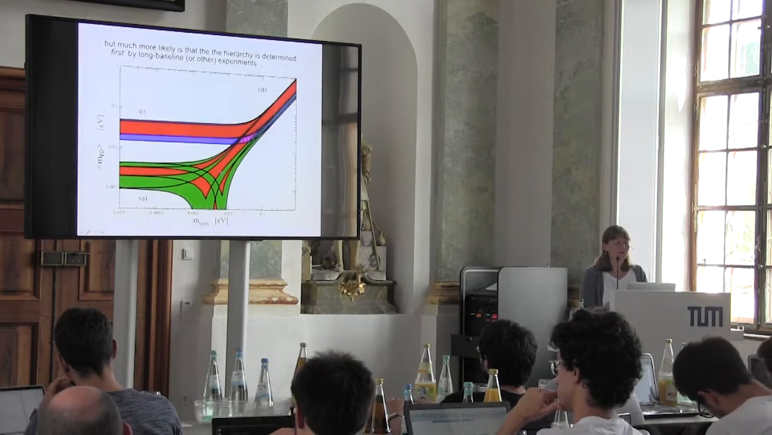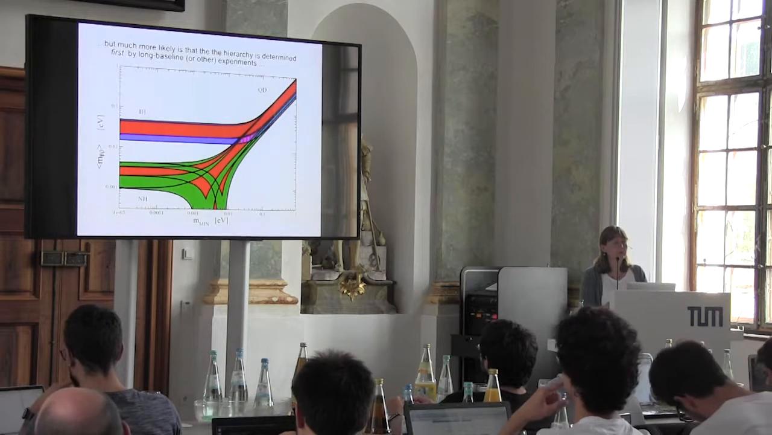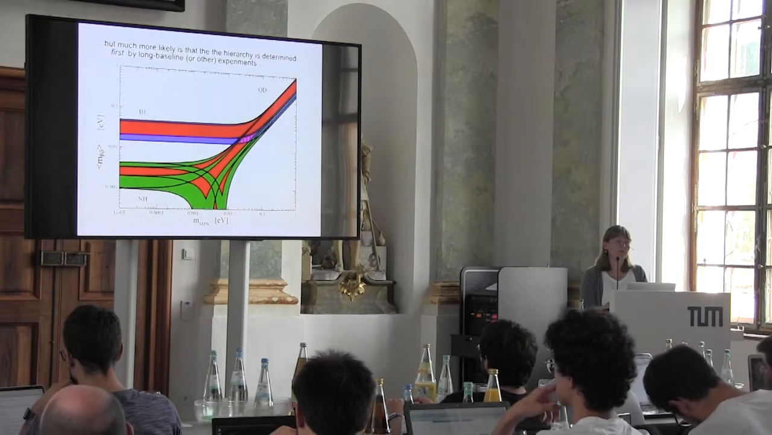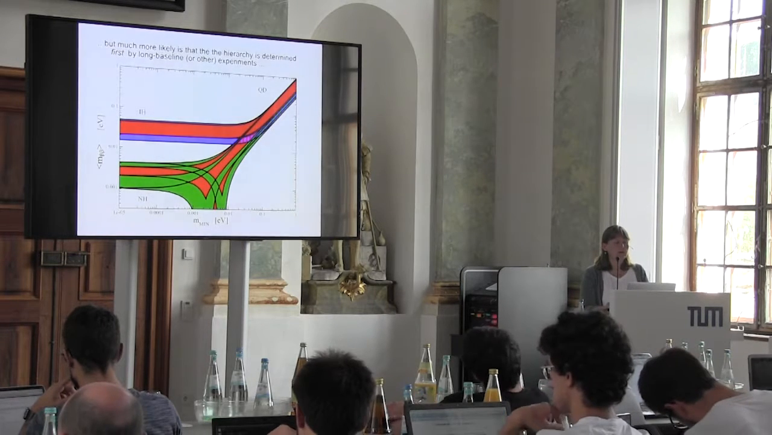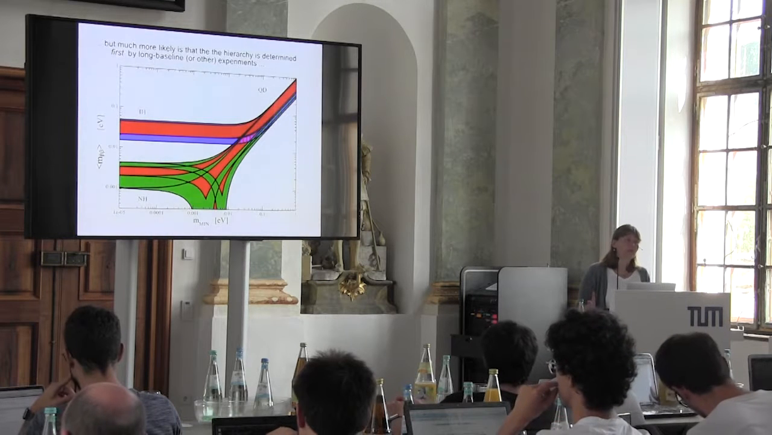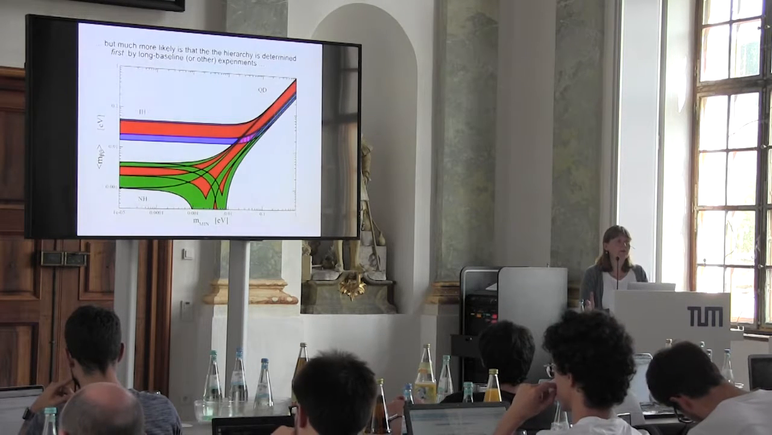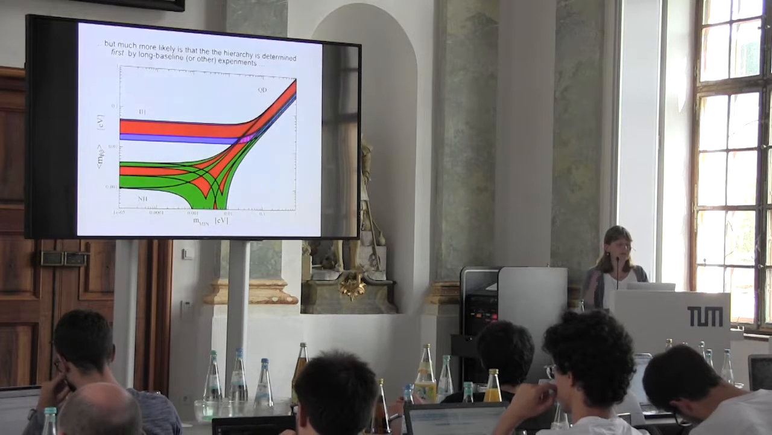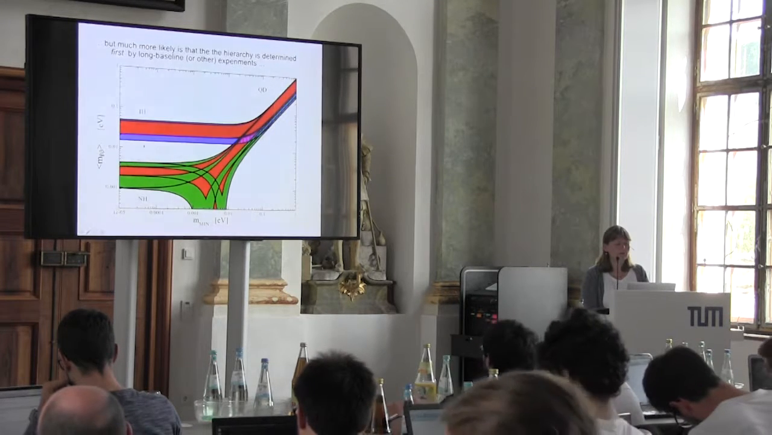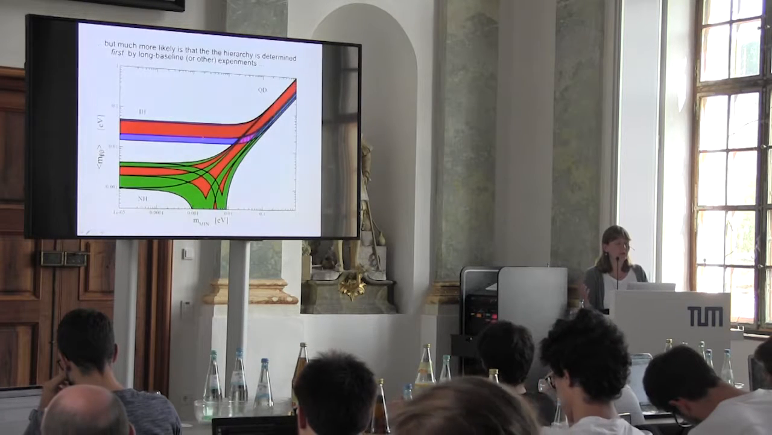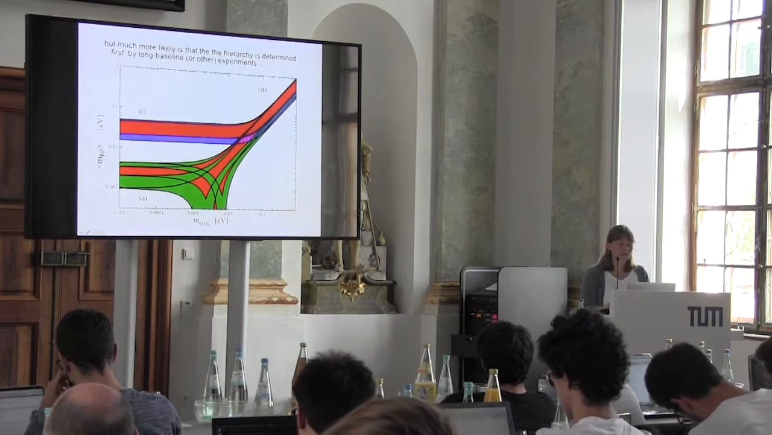in the near future. The thing that is much more likely to happen is that the hierarchy will be determined first by long baseline or perhaps other experiments, so perhaps a supernova or something like that. And actually, currently, the hints from long baseline experiments are that the hierarchy is normal. This is only kind of 2 sigma-ish hints, but it's looking more like normal than inverted. And so what that will do is it will constrain, if neutrinos are Majorana, where the signal could be.